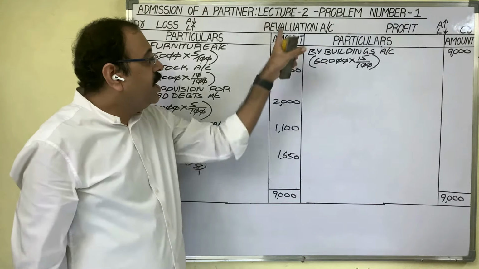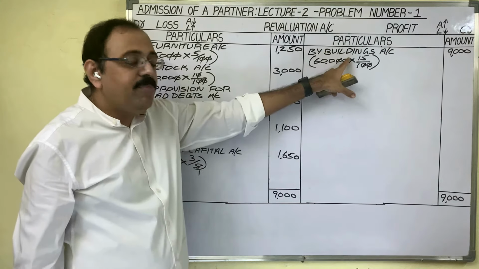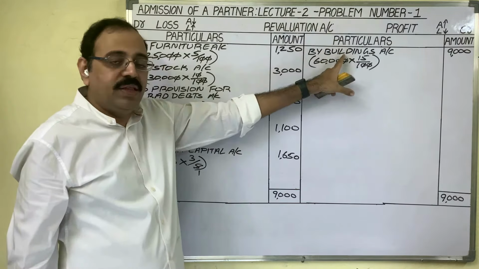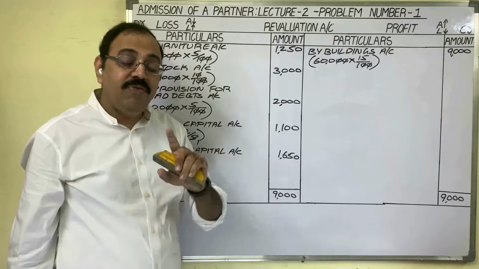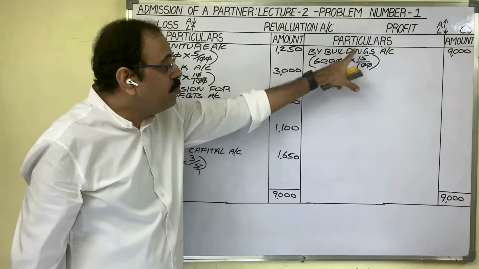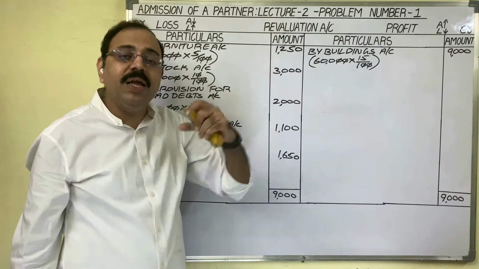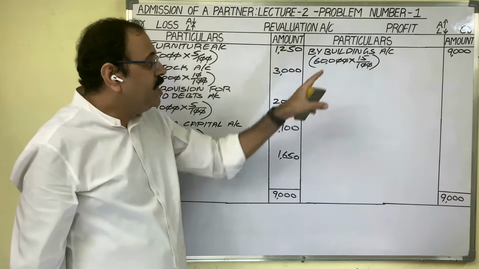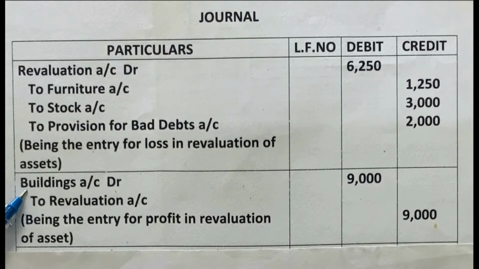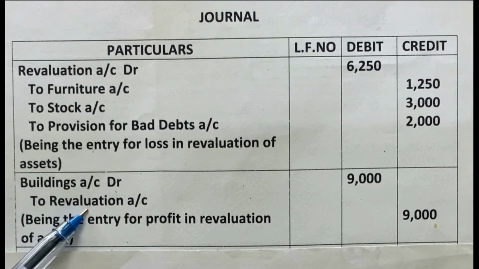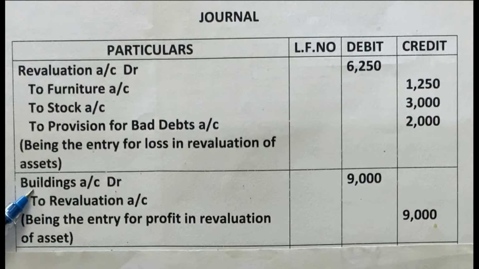Come to second entry. In revaluation account, credit side we wrote by buildings account. If you want to post like this, in journal entry also, revaluation account should be credited. And which account is to be debited? As we wrote buildings name, we have to debit buildings account. So the second entry is buildings account debtor to revaluation account, 9000 rupees, 9000 rupees. Narration: building is an asset. Asset value is increased. It is a profit. Being the entry for profit in revaluation of asset.